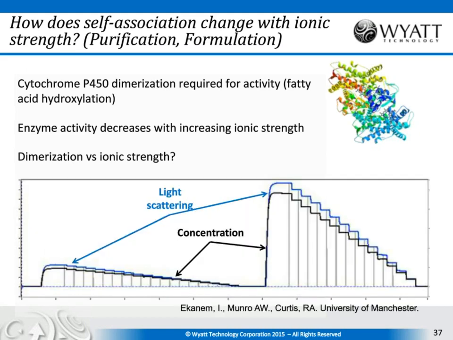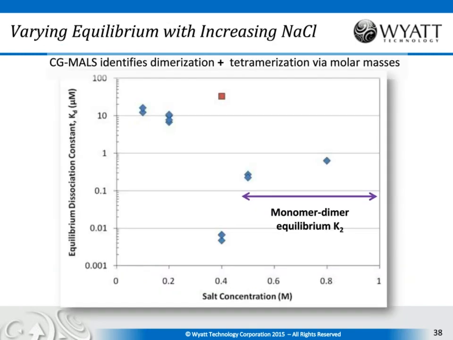In this system, we're looking at an enzyme, and it was known that this enzyme needs to be dimeric in order to be active. It was also known that the activity decreases with increasing the ionic strength. And so the question asked was, is the ionic strength impacting dimerization? Is that the reason for decreased activity? And I will go through this kind of quickly in the interest of time.